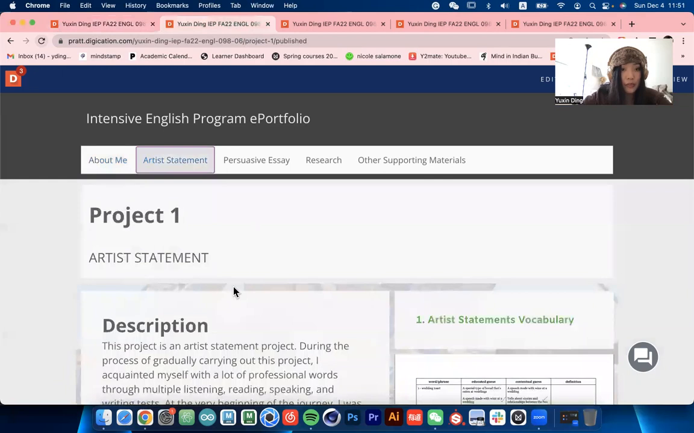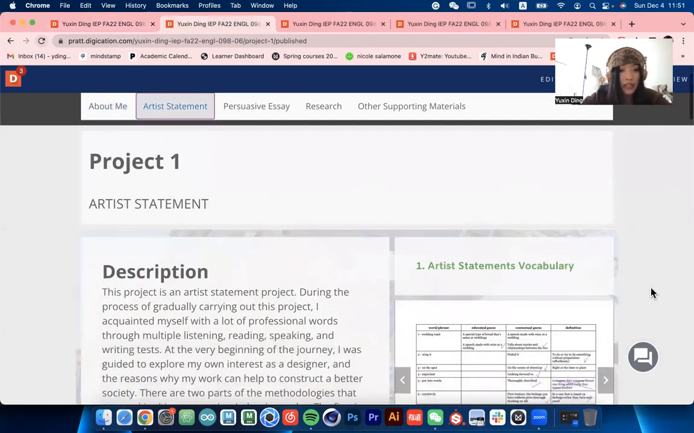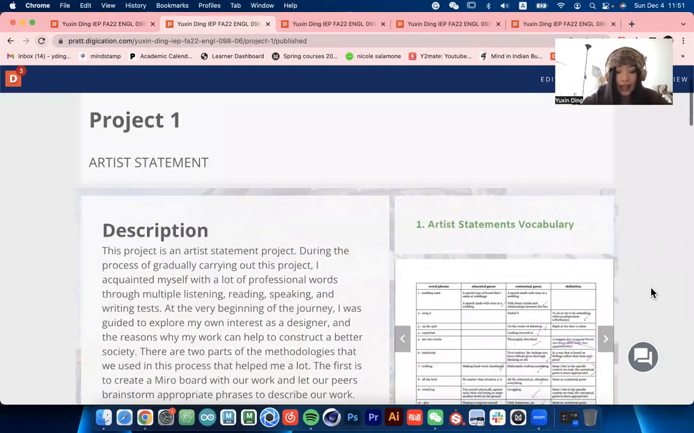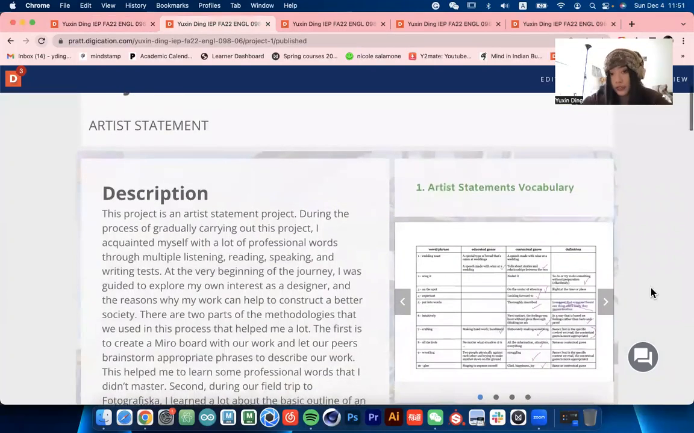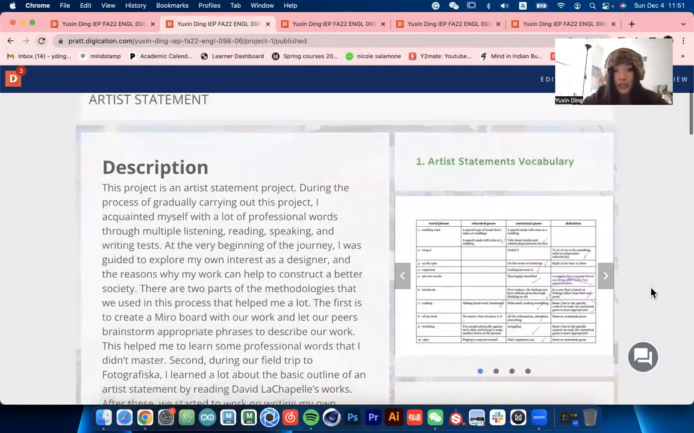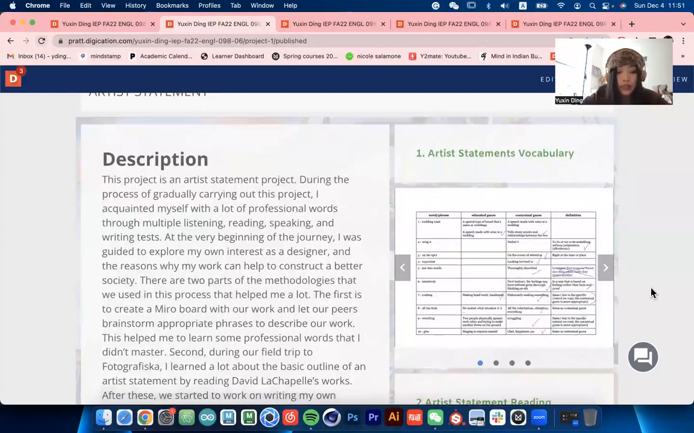So to look at my first project, the first project of this semester is to write our own artist statements. And in this process, what I learned most important is to acquire some professional words to describe our art, to describe our design. And also, I really enjoyed our experience to go to Fotografiska to look at David LaChapelle's work and how he describes his own work, which inspired me a lot.